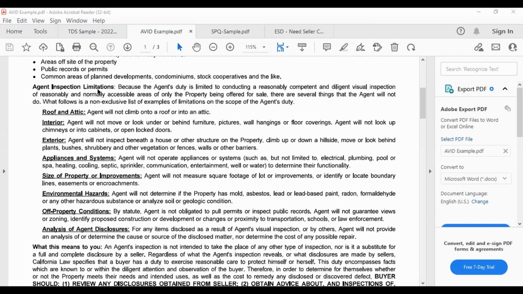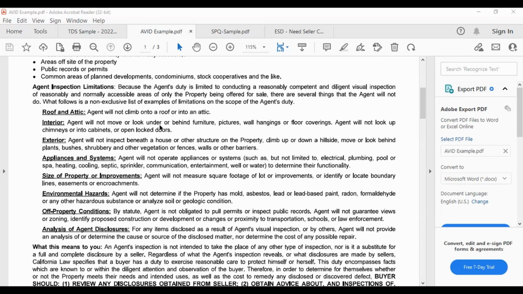Now, the agent inspection limitations. Because the agent's duty is limited to conducting a reasonably competent and diligent visual inspection of reasonably and normally accessible areas, there are several things that the agent will not do. What follows is a non-exclusive list of examples of limitations on the scope of the agent's duty. Agent will not climb onto a roof or into an attic. I don't even know how home inspectors do it. Anyone been to a home inspection and seen the inspector just bouncing up and down the roof like it's no thing? Like, wow, I guess they get used to it.